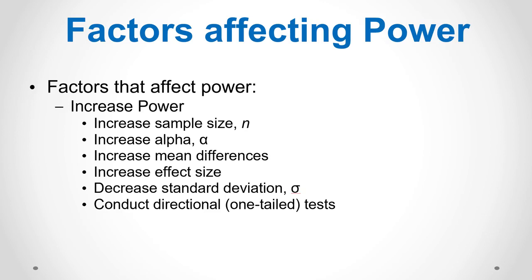Decreasing standard deviation sigma decreases standard error, which increases the test statistic, which increases the likelihood of rejecting the null, which will increase power, and vice versa. Conducting a one-tailed or directional hypothesis test increases the rejection area, which increases the likelihood of rejecting the null, which will increase power, and vice versa. A two-tailed test decreases the rejection area, which decreases the likelihood of rejecting the null, which will decrease power.